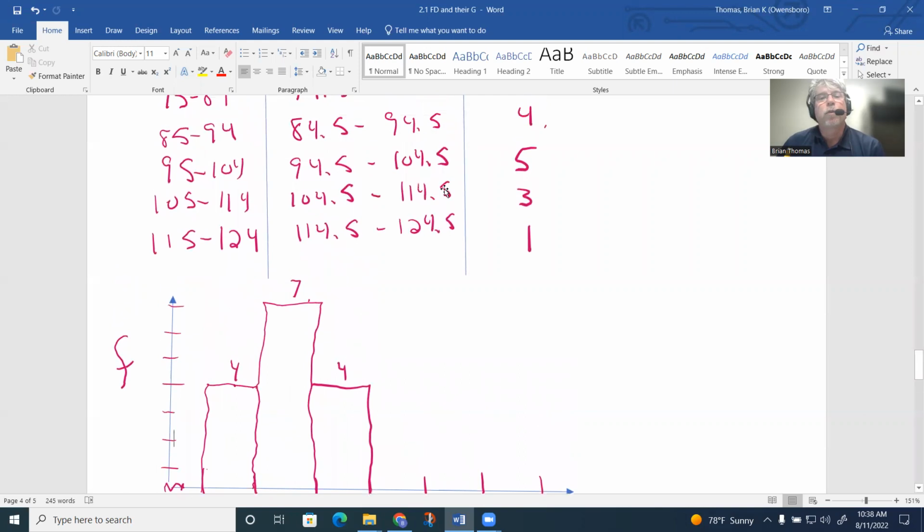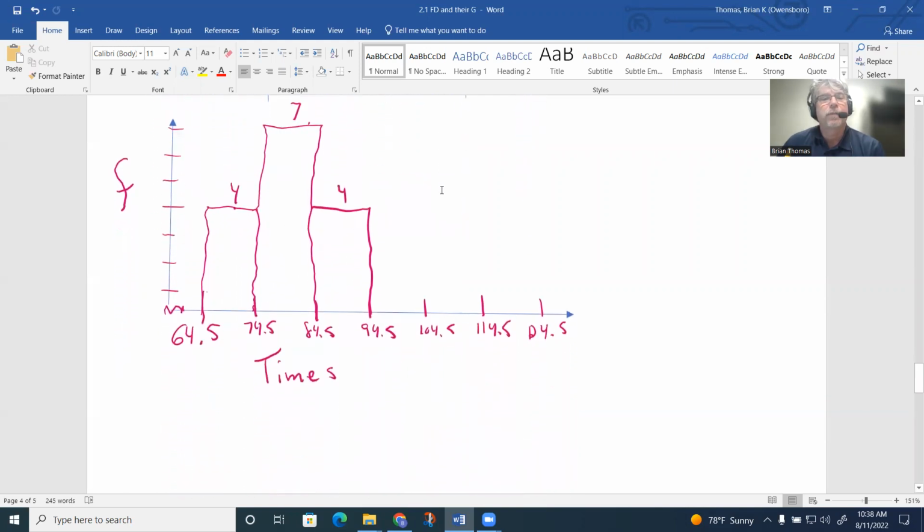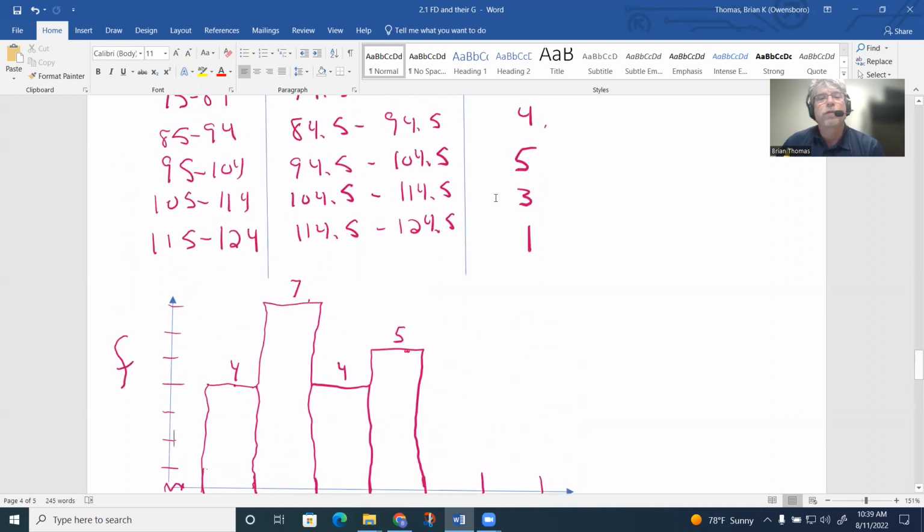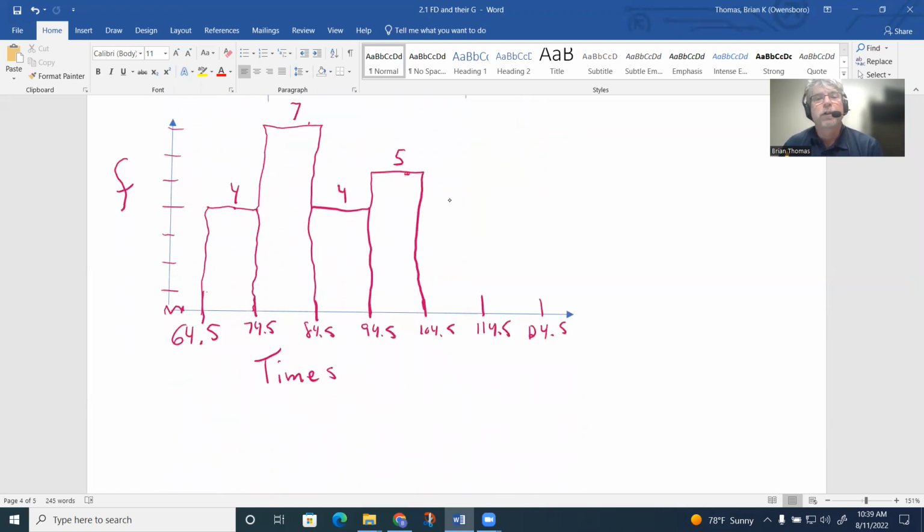And then we have 94.5 to 104.5. I have a 5, so it's going to be up a little bit about there. I'm going to extend this on up because I have to share that boundary, come over and come down to 104.5. Again, I'm freehanding this, which makes it quicker than trying to make everything perfect. Then we had 104.5 to 114.5. That was 3, so I have to come down a little bit to 3, about here. So I bring my bar over that way and come on down. So that was a 3.